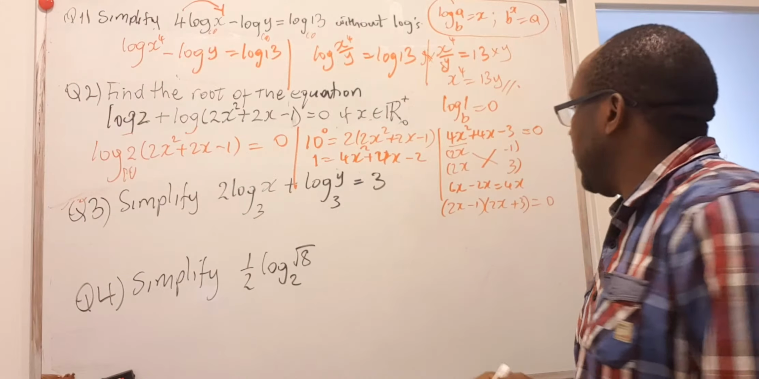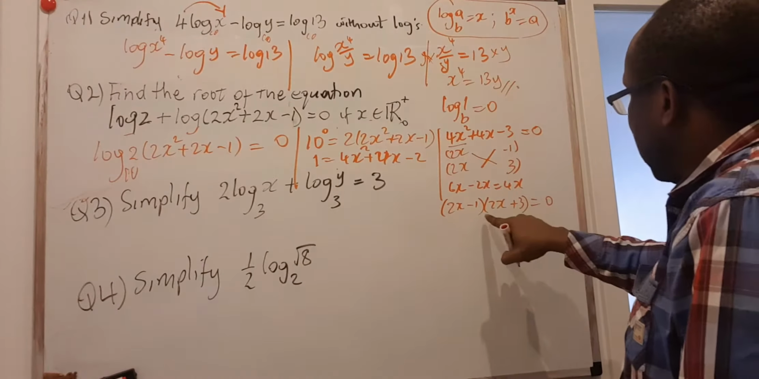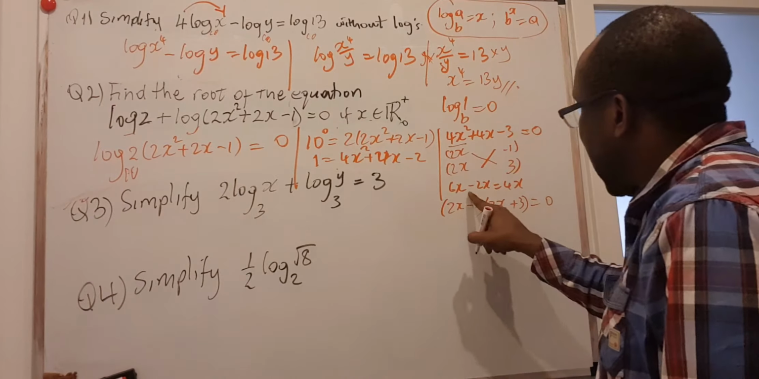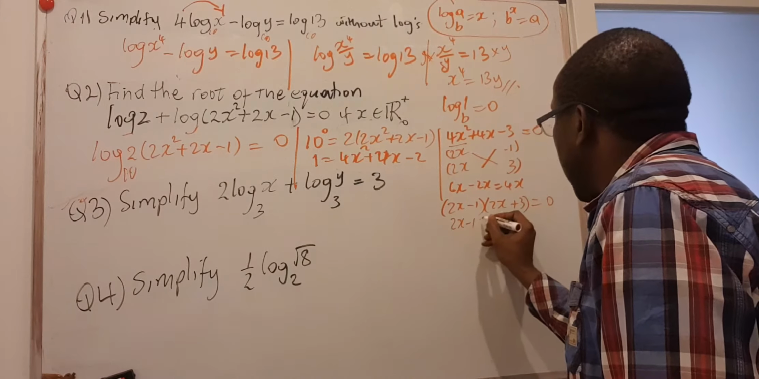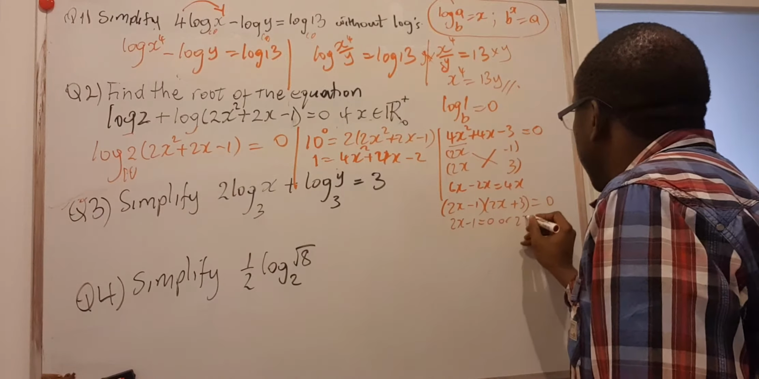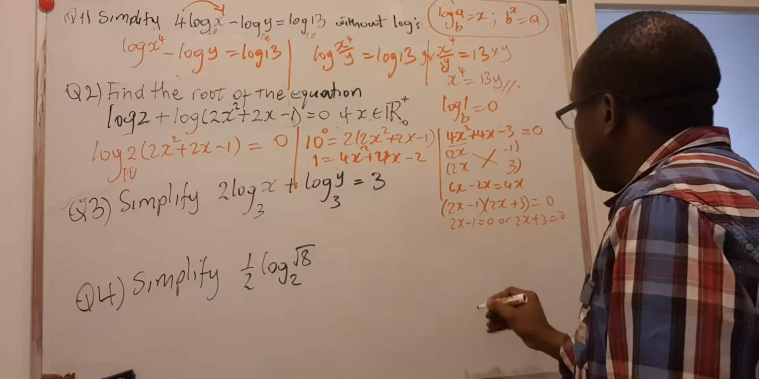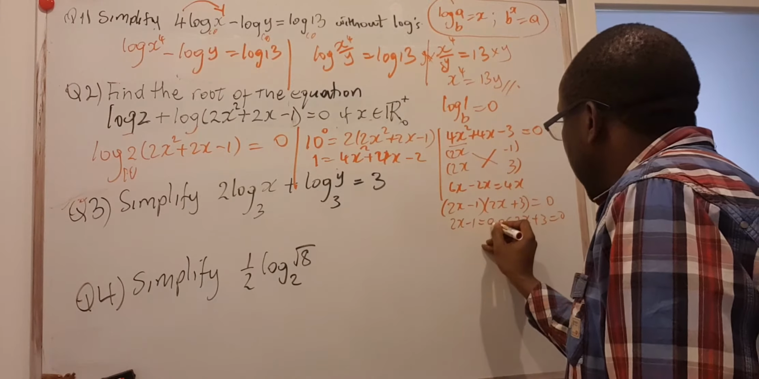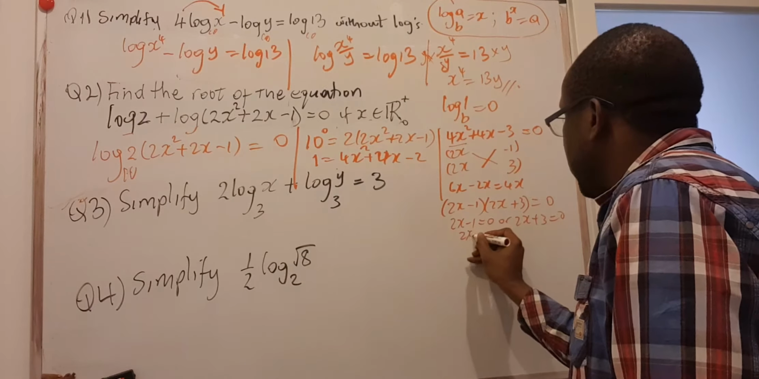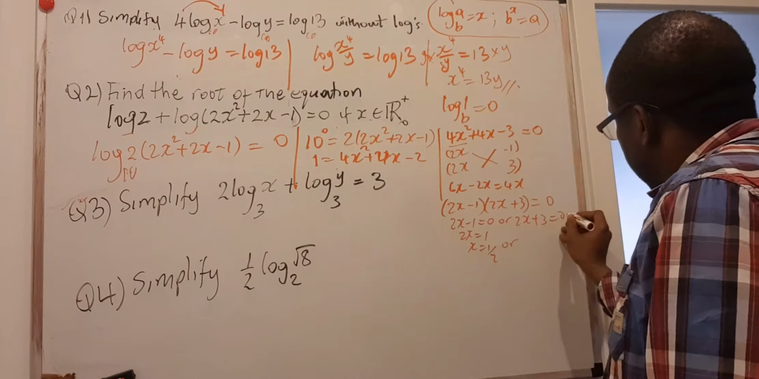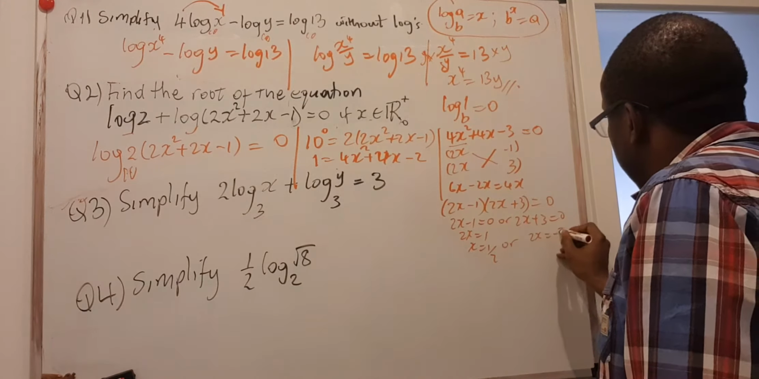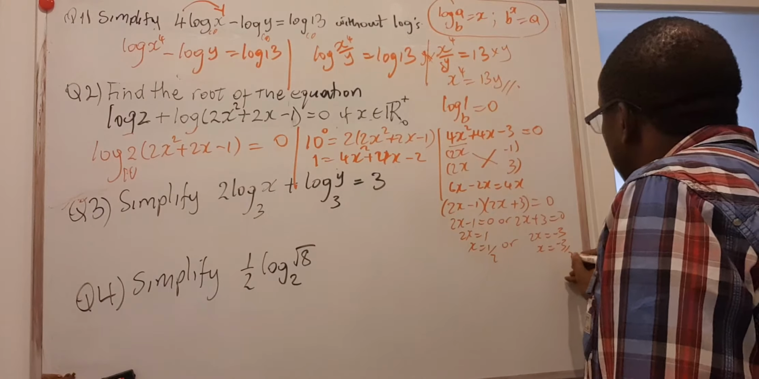It's important to check. So if I have two numbers that multiply themselves to give 0, it means either this is 0 or this is 0. So either 2x minus 1 is equal to 0 or 2x plus 3 is equal to 0. Here, I can take minus 1 this way, it becomes plus 1. So 2x is equal to 1 and x is equal to half, or minus 3 that way. So 2x is equal to minus 3, x is equal to minus 3 on 2.